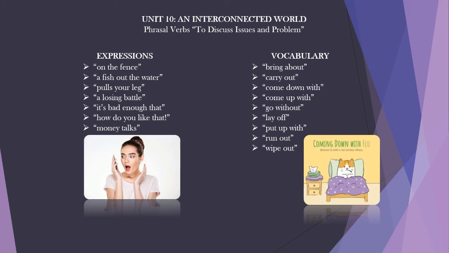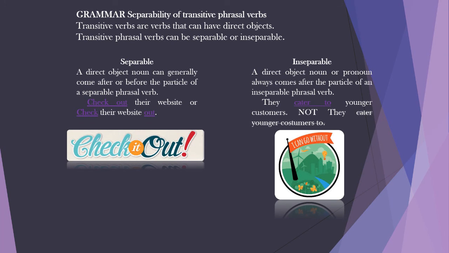Also, we have vocabulary to discuss issues and problems. For example, bring about, carry out, come down with, come up with, go without, lay off, put up with, run out, and also wipe out. Grammar. Separability of transitive phrasal verbs.